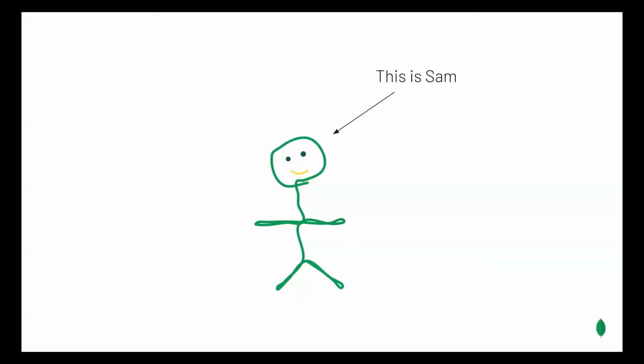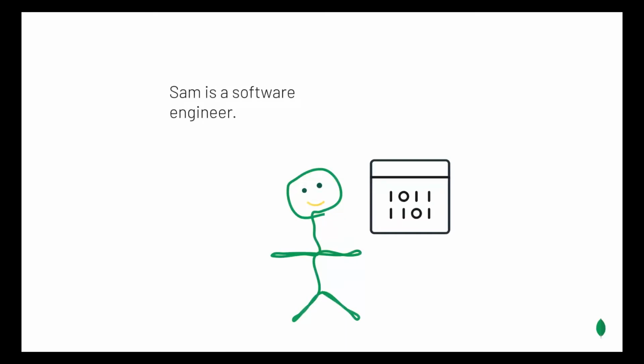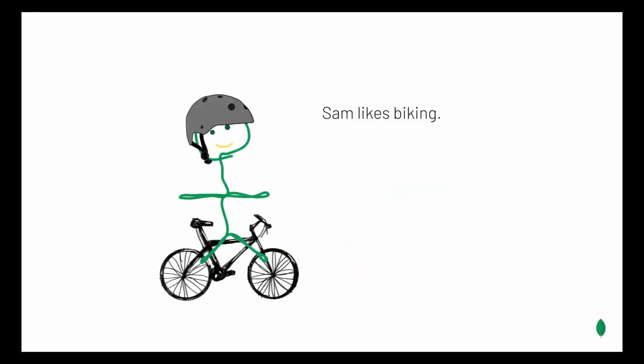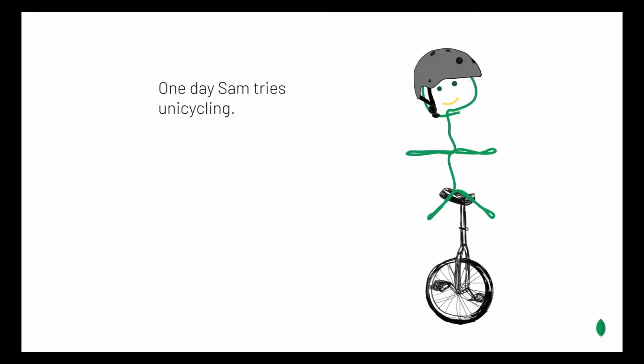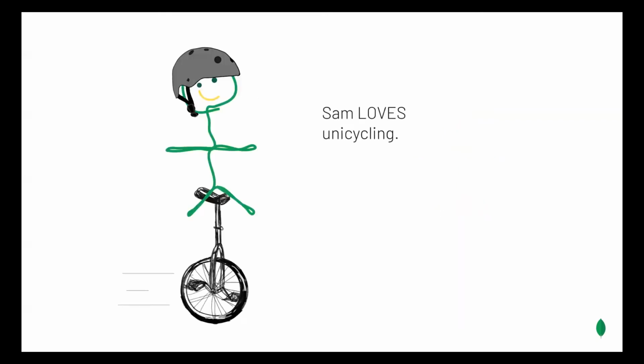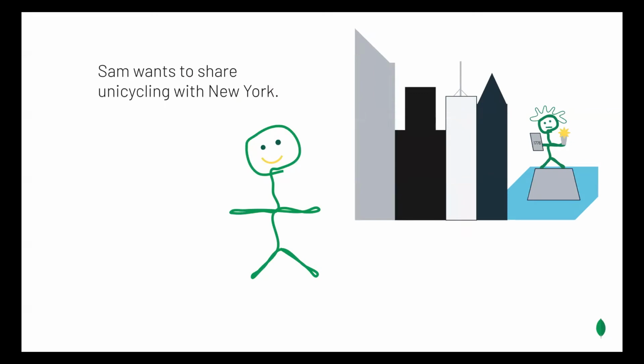This is Sam. Sam is a software engineer. Sam likes biking. One day, Sam tries unicycling. Sam loves unicycling. Sam wants to share unicycling with New York.